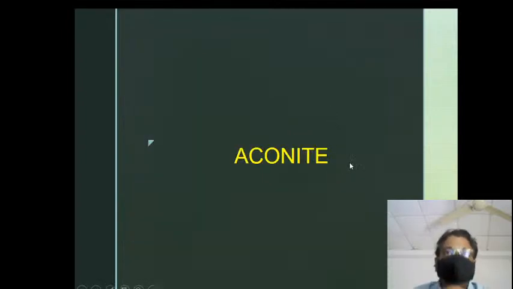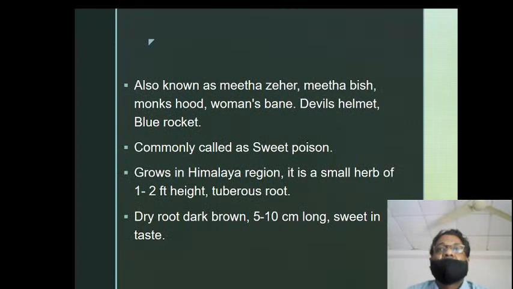So this is about digitalis poisoning. Another important poisoning is aconite poisoning. Students, this is very important, and most of the time you can expect a question in the exam on aconite poisoning. So aconite has common names.